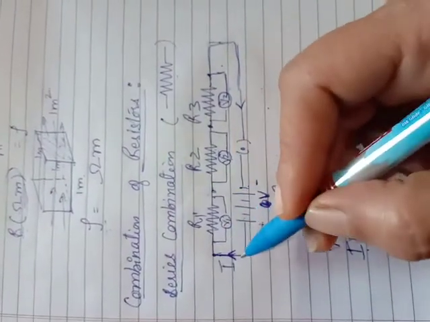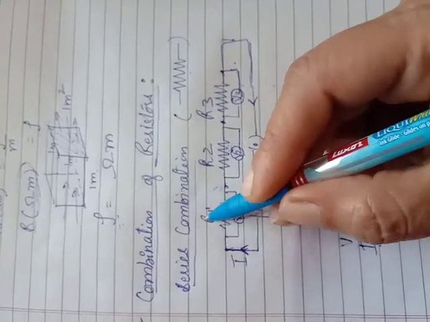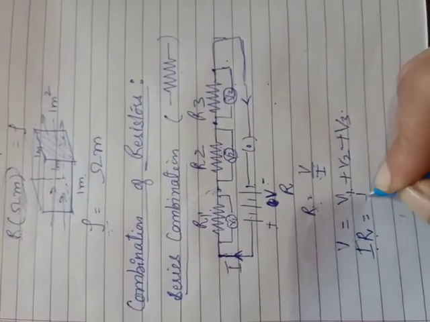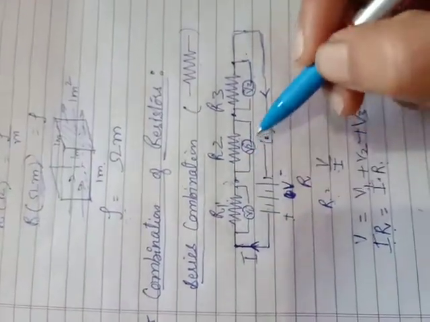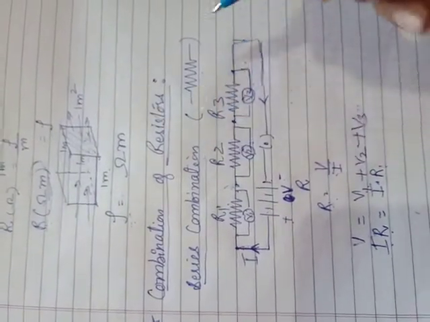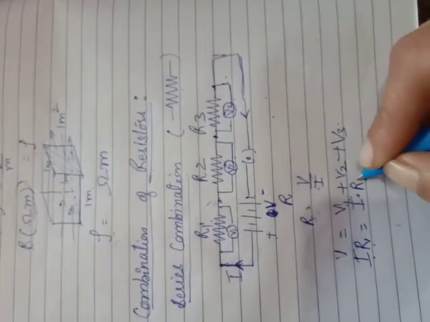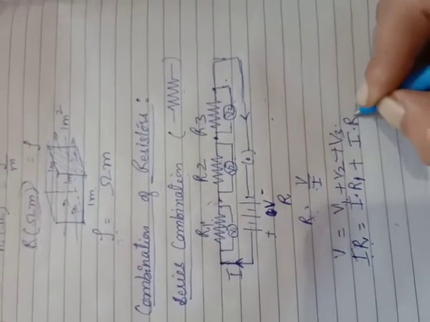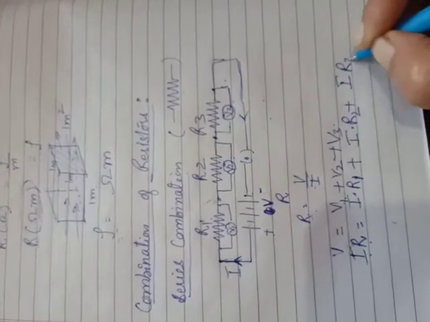Now how much will be V1? V1 will be equal to the current flowing through this resistor times the resistance of this resistor. It means V1 will be equal to I into R1. Similarly, V2 will be equal to I into R2, and V3 will be equal to I into R3. So V1 is I into R1, plus V2 is I into R2, plus V3 is I into R3.